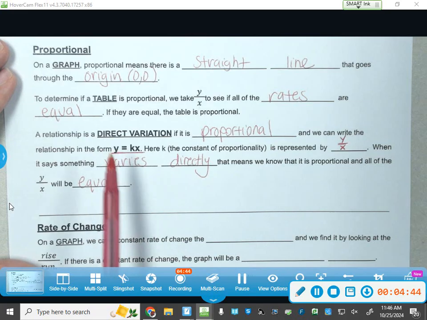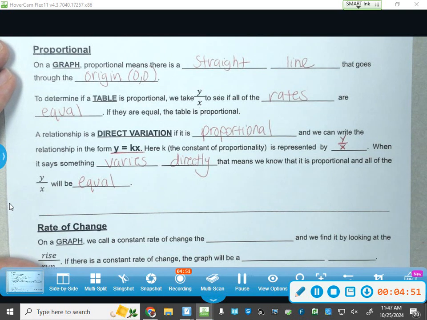We can use that equation then to figure out, well, what if x was this? Then what would y be? What if y is this? What would x be? Because we know the relationship between those two variables then. We know what our constant multiplier is.